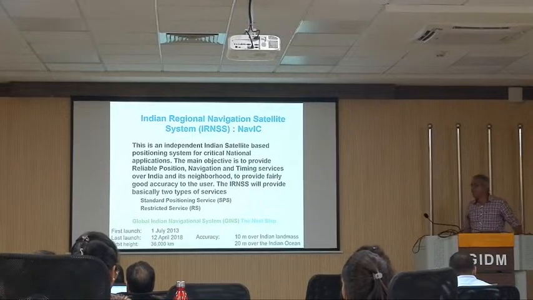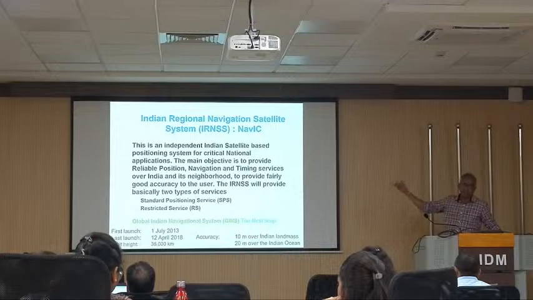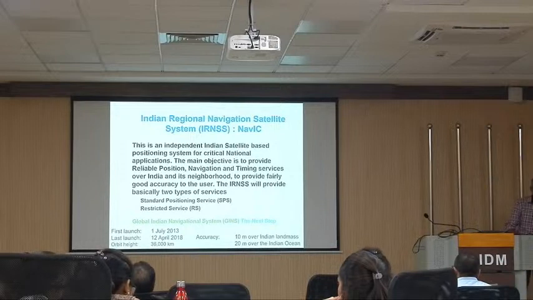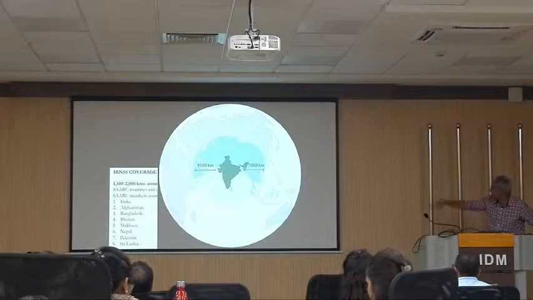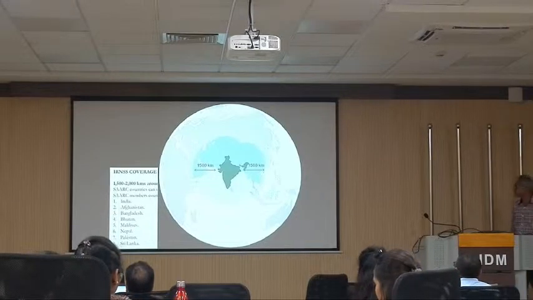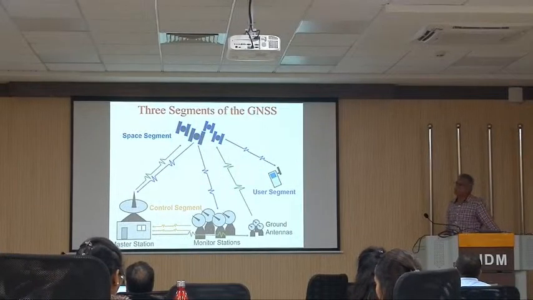Then we have like 7 satellites right now in IRNSS, or now it has been renamed to NavIC, right? That is how we all know it now. So it became operational in 2018. We will not go deep into all these things. This is the range of this system, which covers India and surrounding areas. Okay, so these are the 3 primary segments of GNSS now.